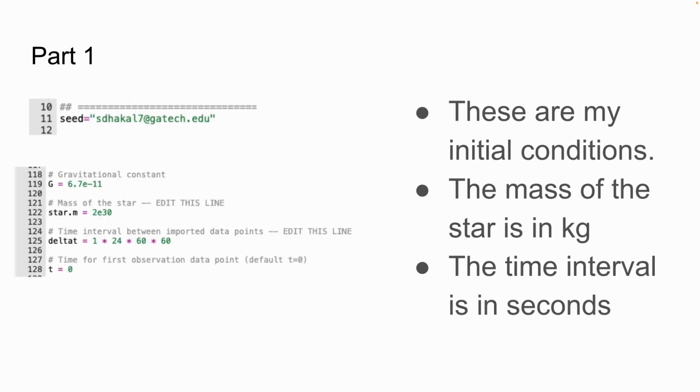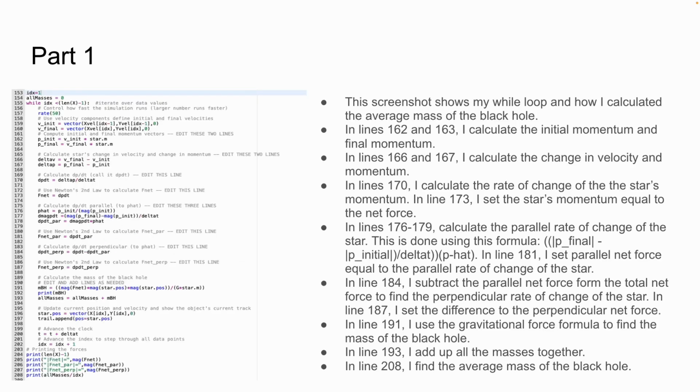Part 1, these are my initial conditions. Everything is in SI units. Part 1, this is my while loop. In lines 162 and 163, I calculate the initial momentum and the final momentum. In lines 166 and 167, I calculate the change in velocity and the momentum. In line 170, I calculate the rate of change of the star's momentum. In line 173, I set the star's rate of change of momentum equal to the net force.